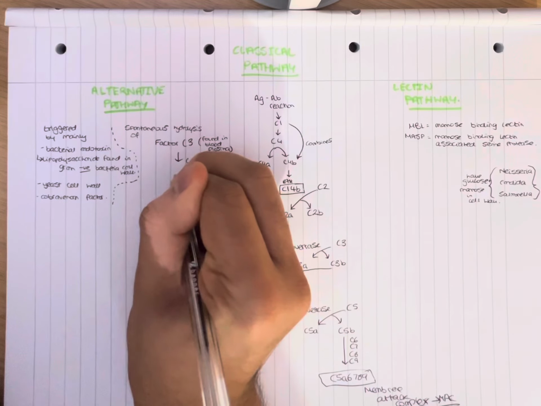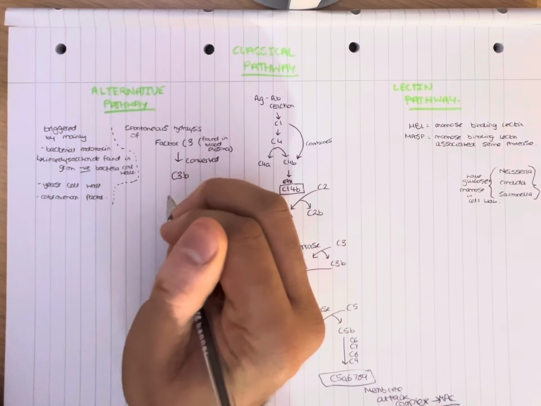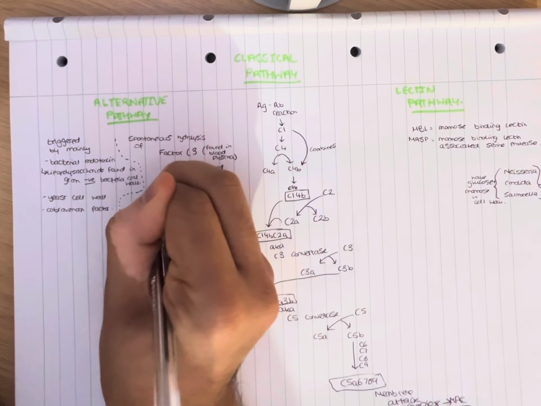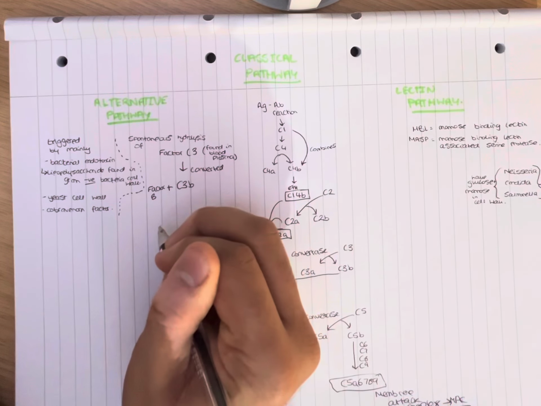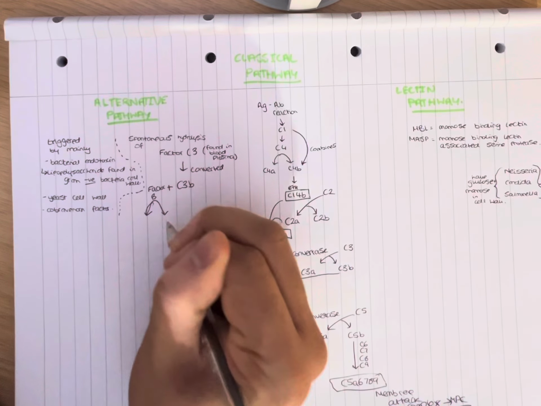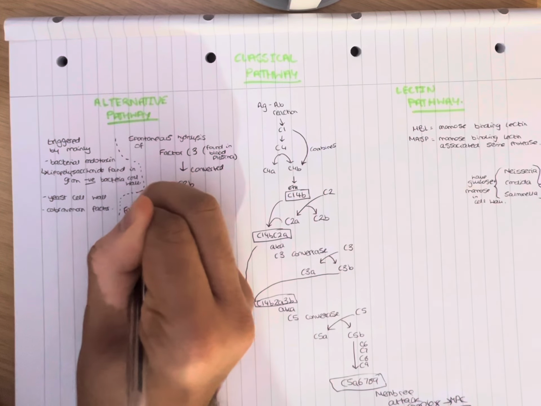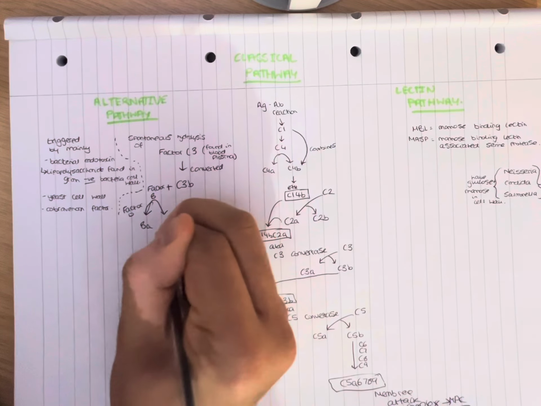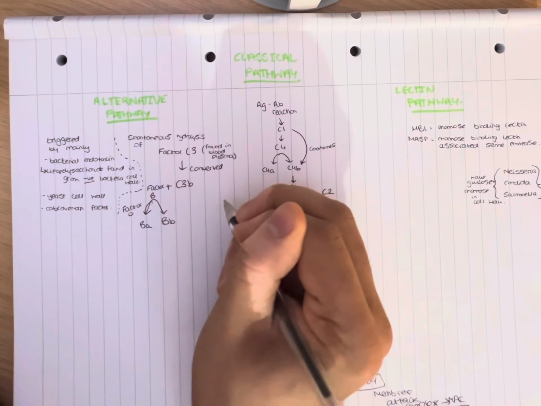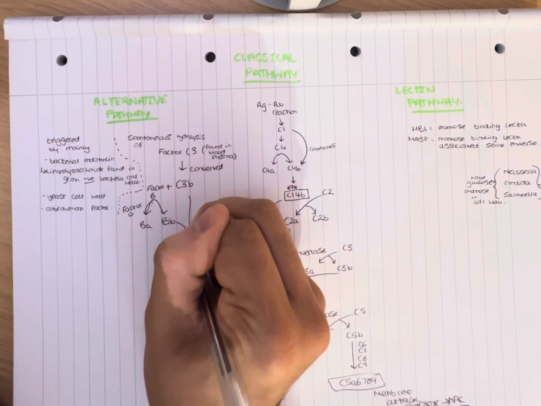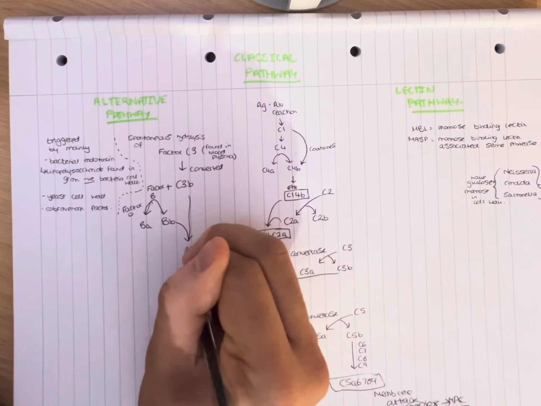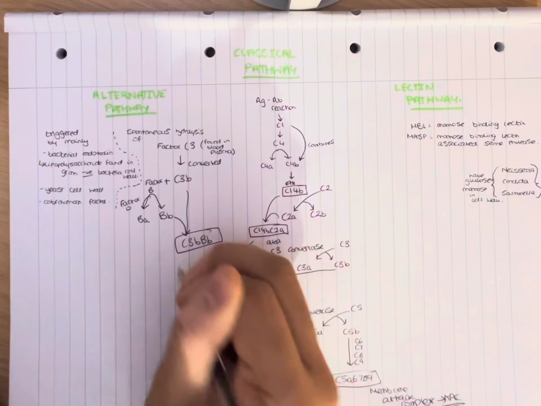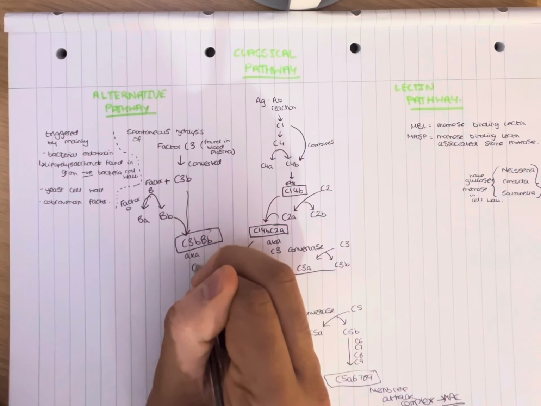into C3b. Now C3b then combines with factor B, and for whatever reason that then splits, and to allow the splitting we've got our factor D. So factor D allows for factor B to be split into Ba and Bb. Now our C3b and our Bb will then form C3bBb, also known as our C3 convertase.